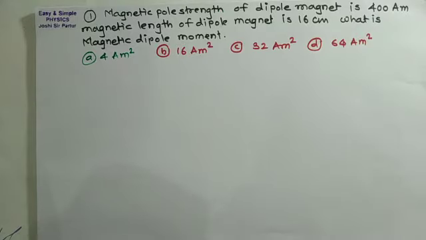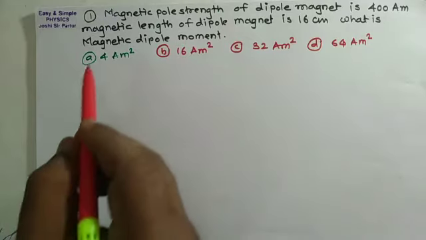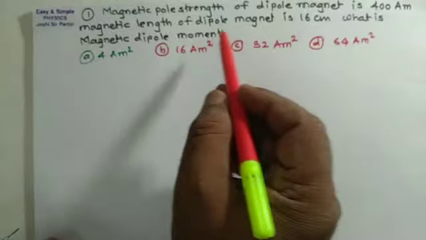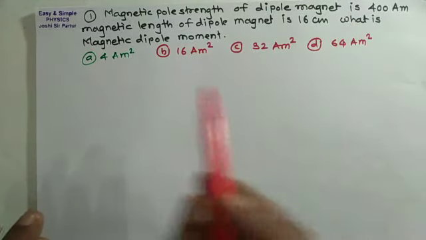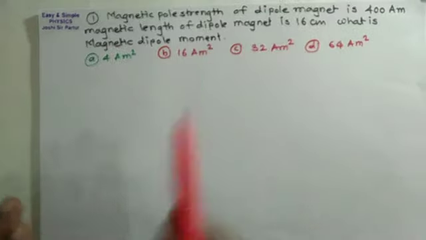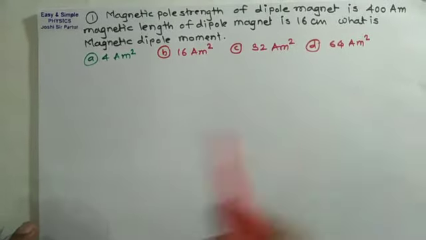Magnetic pole strength of dipole magnet is 400 ampere meter. Magnetic length of dipole magnet is 16 centimeter. So what is the magnetic dipole moment? And four options will be given.